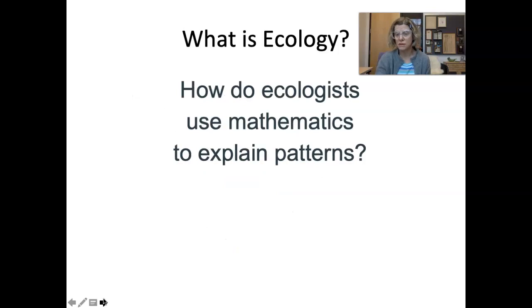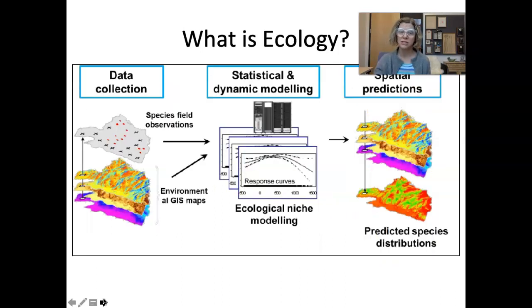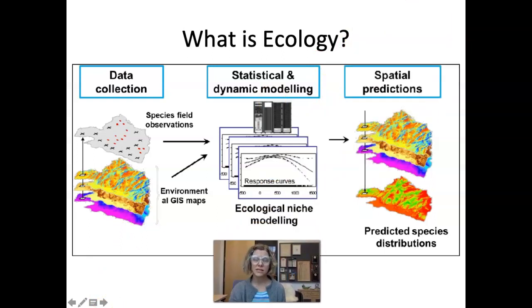So how do they use mathematics to explain those patterns? Well, they create different kinds of models from data that they collect to make predictions. Say, for example, we're interested in species distribution, you can make a model. So you have data collection: you make species field observations, you take GIS maps, and then you use some computer processing and analysis to create statistical and dynamic modeling. So you use ecological niche modeling, and you can make spatial predictions and decide where you would expect that species to be distributed in other locations.